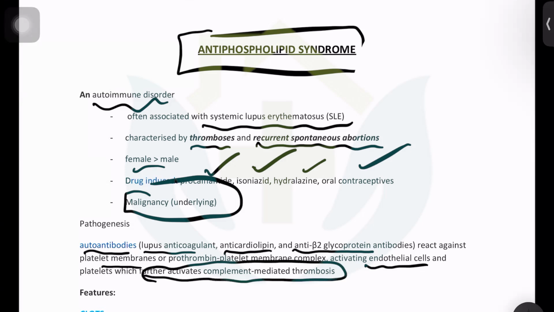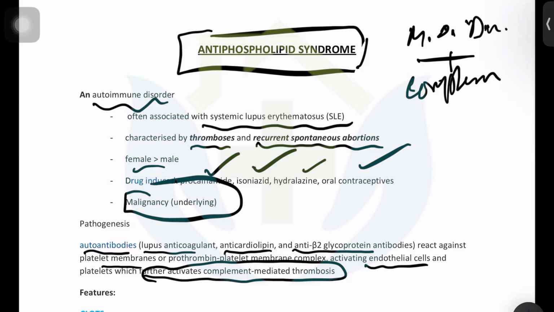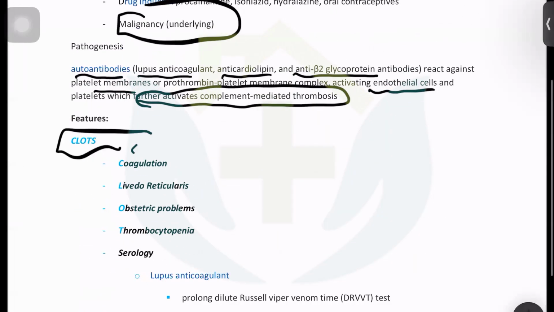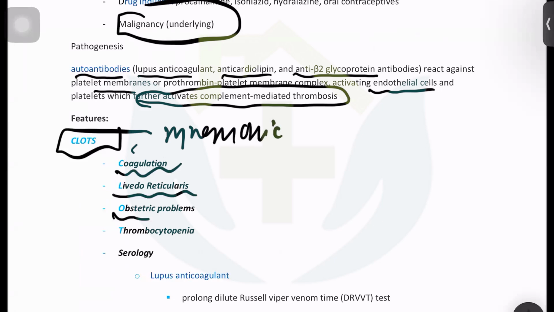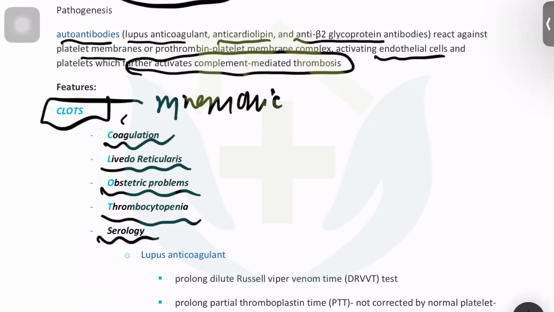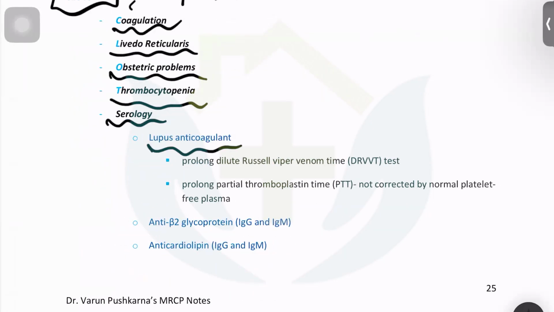So if they ask you what is the mechanism of action or mechanism of disease in a patient of antiphospholipid syndrome, the answer is complement-mediated thrombosis. The features are clots. You can remember this is the mnemonic. Coagulation, livedo reticularis, obstetric issues, thrombocytopenia, and antibodies. Which antibodies? Number one, lupus anticoagulant.